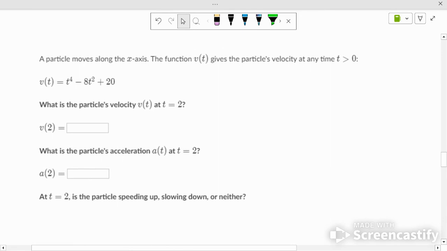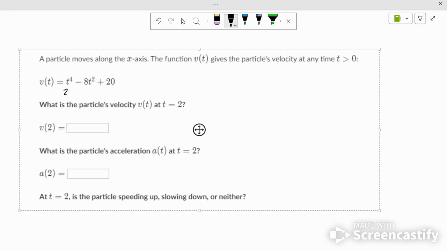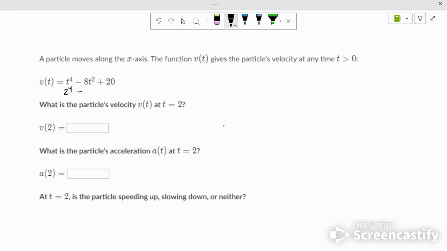A particle moves along the x-axis. The function is the velocity function. What's the velocity at time equals 2? What would we do to this function to find the velocity at 2? Just plug 2 in. 2 to the 4th is 16 times 8 times 2 squared, which is 4. So this is 16 minus 32, which is negative 16, plus 20, which is 4. So the particle's velocity at time equals 2 is 4.